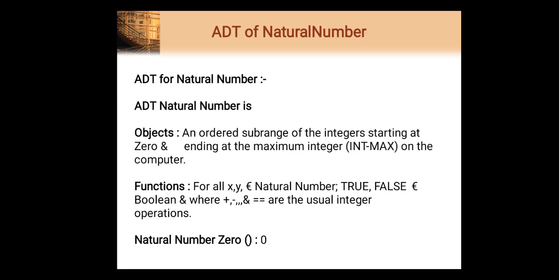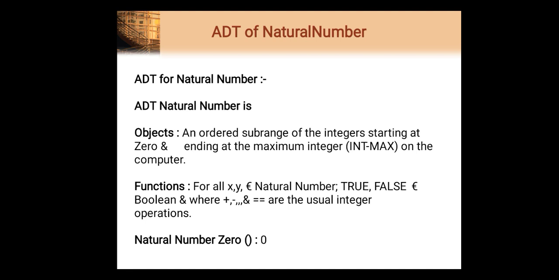Now the next thing is the natural number, we are writing the ADT on the natural number. Again we are saying ADT for natural number, or you can say ADT natural number is. This is the first part: ADT topic name is, that is, ADT natural number is. In the object part you can give the description about the natural number, which is an ordered subrange of the integers starting at 0 and ending at the maximum integer on the computer. So what are the different functions which can be performed on the natural number? They are listed one by one under the function section.